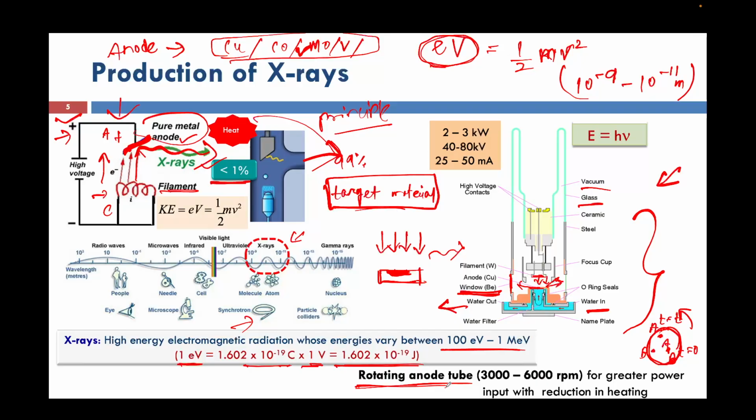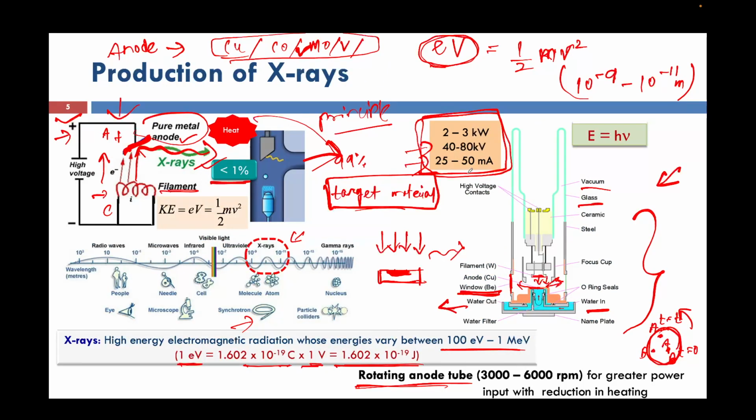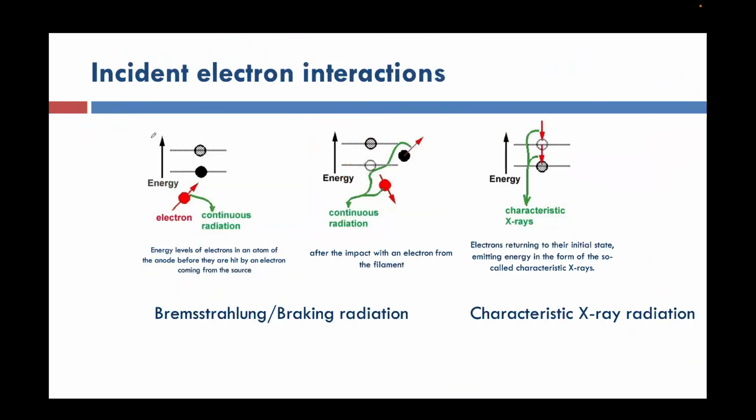Generally, the potential that we use here is 40 to 80 kilovolts, and the current is 25 to 50 milliamps. This is a conventional X-ray diffraction laboratory parameter that we use to characterize our material. And what happens, as I told you, is that the electrons will go and hit the pure metal anode, and then suddenly the X-ray comes out.